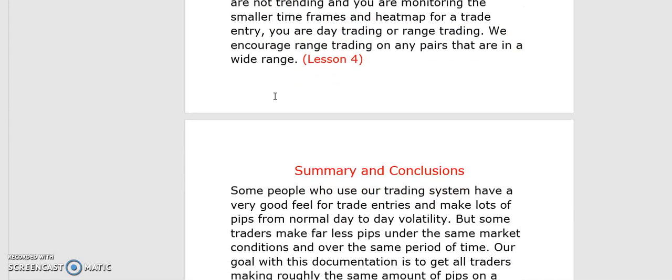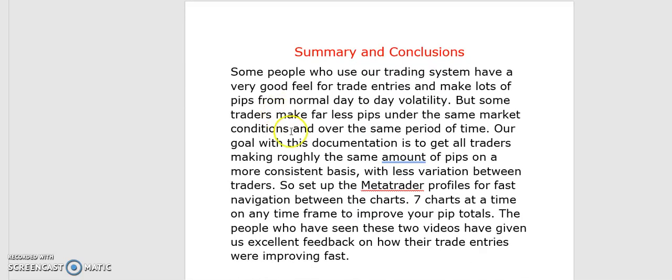We have a trend-based system, but you can trade a ranging market also. So here's our conclusion. Some people are making plenty of pips with our system, but some people are lagging way behind. We think that the Metatrader profiles will be an equalizer. We think that seeing 7 charts on one screen at a time, on the lower or higher time frames depending on whether you're analyzing the market or entering trades, will provide you with a big bump in the amount of pips you're making and a greater understanding of the Forex market for any individual currency-based system. The Forex early warning system is an individual currency-based system.